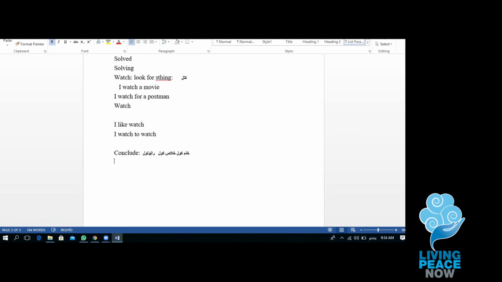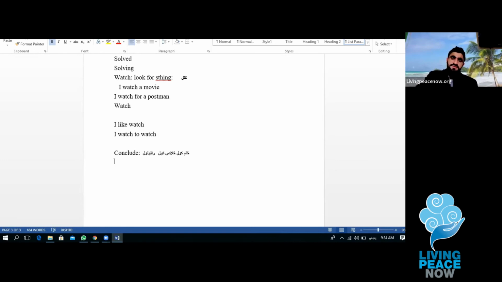Sorry, what's the difference between these sentences? I watch for a postman and I wait for a postman. What's the difference? Especially no difference. But watch for is a little bit more common in many places, and many Americans use this word. This is a phrasal verb, watch for. This is a phrasal verb. See so?